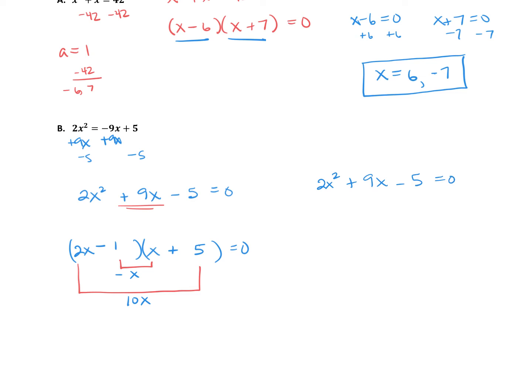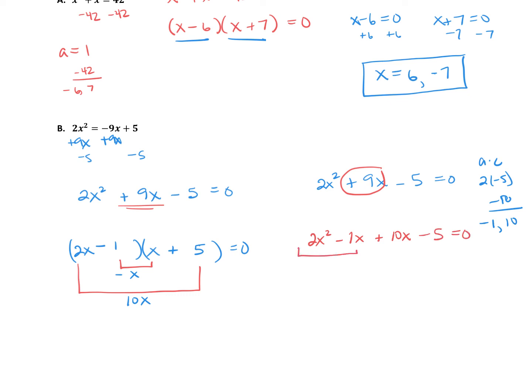So when you do your grouping method, you have to do a times c. So your a is 2 times negative 5. We have negative 10. So we're looking for factors of negative 10 that add up to positive 9. Factors of negative 10 that add up to 9 would be negative 1 and positive 10. So what we do is we rewrite this and we are replacing the positive 9x. So we're going to write 2x squared minus 1x plus 10x minus 5 equals 0.